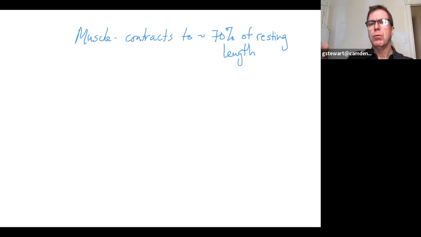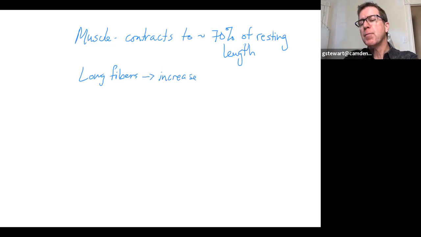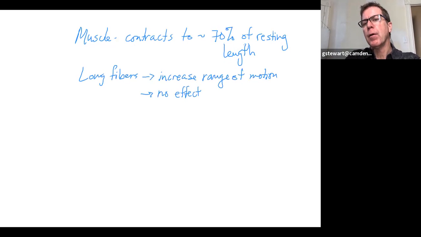Long fibers in longer muscles versus short fibers do not really affect the power that's generated during muscle contraction. Long fibers tend to increase range of motion and sometimes speed, depending on the lever. But long fibers definitely increase range of motion. I'm going to say no net effect on increasing power.